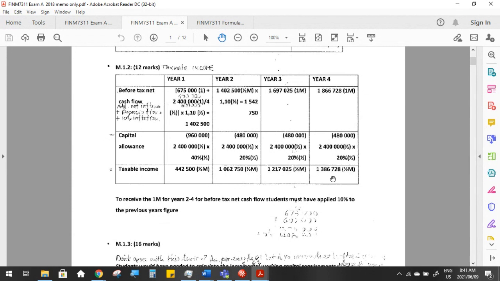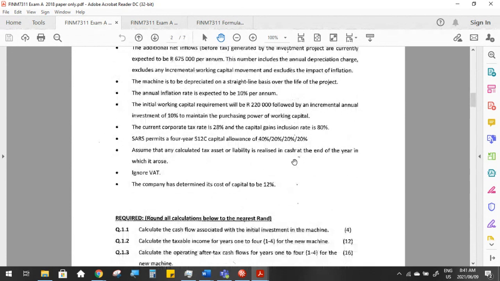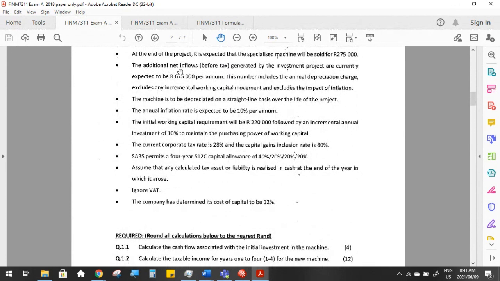So they told us that our before tax additional net inflows generated by the investment project are currently expected to be 675 per annum. So currently means right now in year 0, okay? You've got to read the language carefully. That includes the annual depreciation charge, which means we've already deducted depreciation, but it excludes any incremental working capital movement and the impact of inflation.